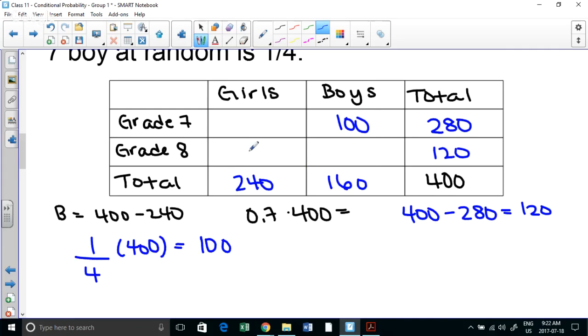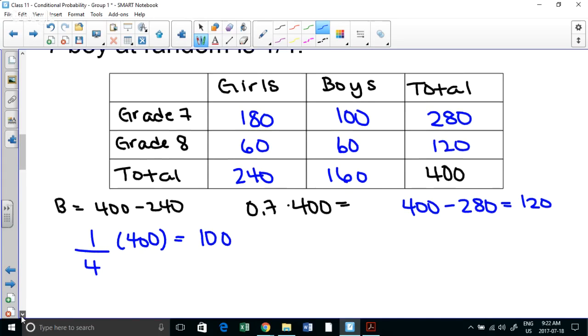Well, now I can fill out these ones. If there are 100 boys in grade 7, that means there are 60 here. If there are 60 here, there are 60 here. And that means there are 180 here. So this is how you fill in a double entry table.